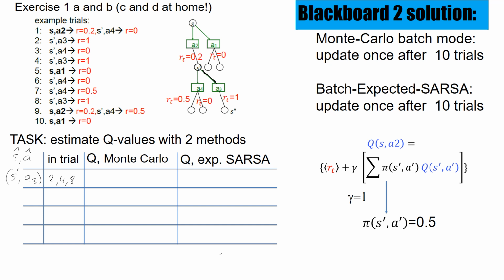Okay, and then we can ask, what about S prime and A4? Well, we saw that in many trials: trials 1, 3, 6, 7, 9. And then the state-action pair S A1, we saw in 2 trials, trials 5 and 10. S A2, we saw in trials 1 and 9. And now let's start with the Monte Carlo approach.